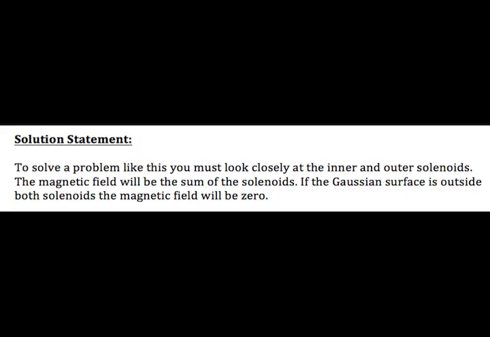In conclusion, to solve a problem like this, you must look closely at the inner and outer solenoids. The magnetic field will be the sum of the solenoids. If the Gaussian surface is outside of a solenoid, the magnetic field will be 0. And if the Gaussian surface is outside of both solenoids, the entire magnetic field will be 0.